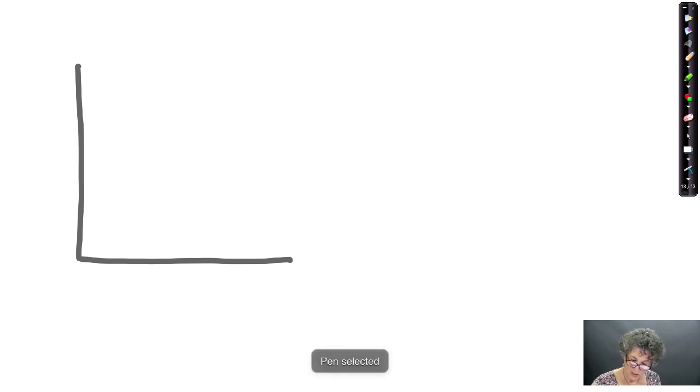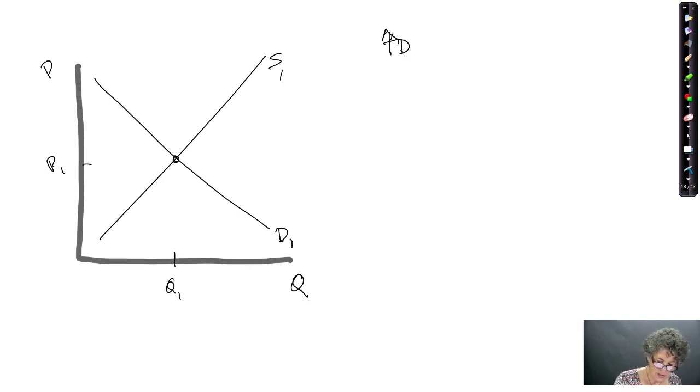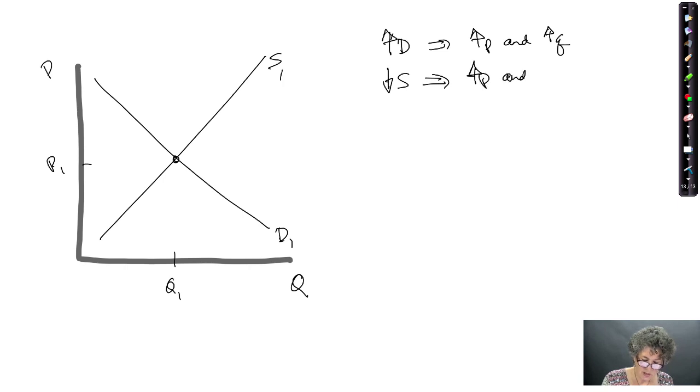And this is having the mix of increase in demand and a decrease in supply. So once again, let me draw the starting graph. So we're going to have a downward sloping demand curve, D1, upward sloping supply curve, S1, initial equilibrium price P1, quantity Q1. And this time let's explore what happens if there's an increase in demand and a decrease in supply. So what we know is we know the increase in demand will cause an increase in price and an increase in quantity. And we know a decrease in supply will cause an increase in price and a decrease in quantity.